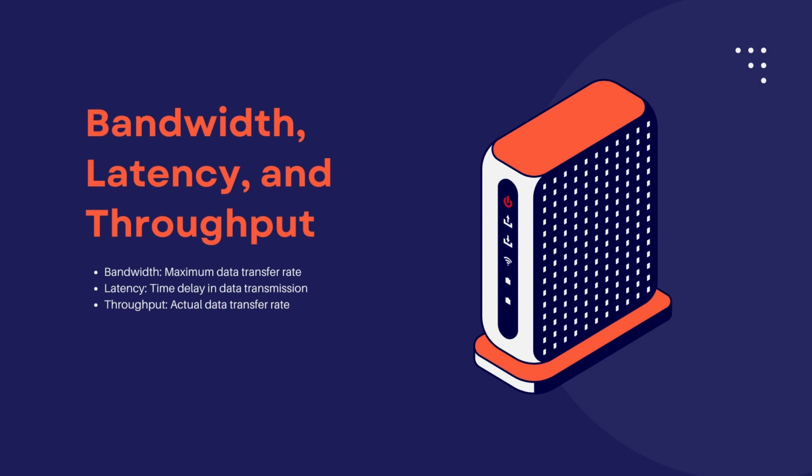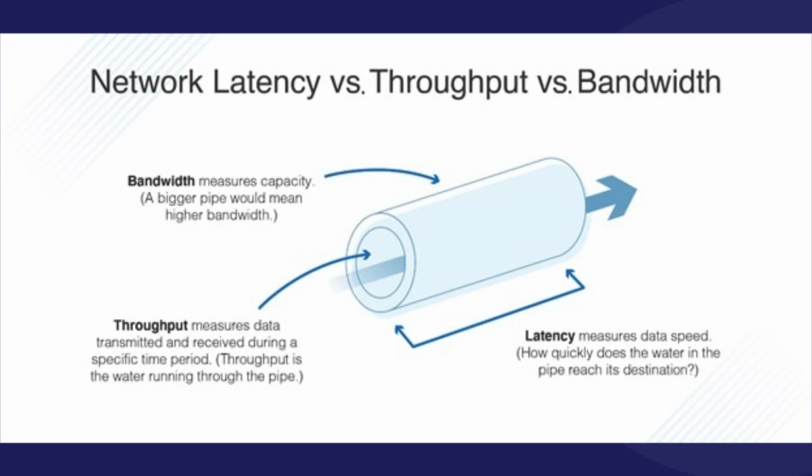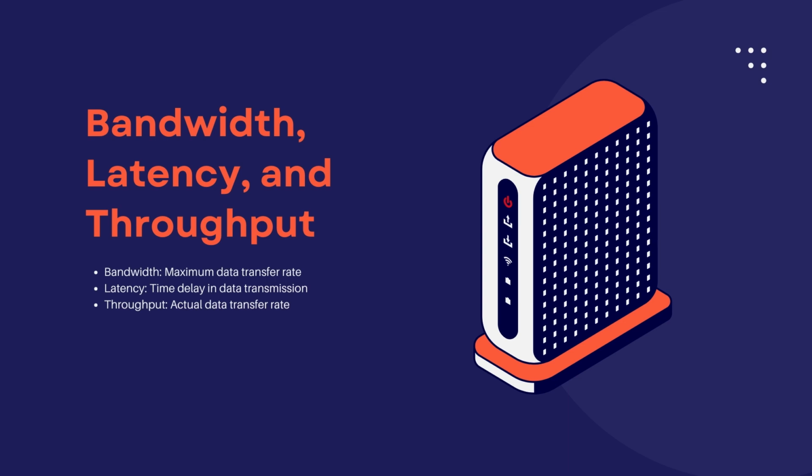And understanding bandwidth, latency, and throughput. So bandwidth is the maximum data transfer rate. The latency is the time delay in said data transmission, and throughput is the actual data transfer rate. Understanding these metrics can help evaluate network performance. Bandwidth is the theoretical maximum speed, latency is the delay, and throughput is the real world after accounting for overheads and interference.